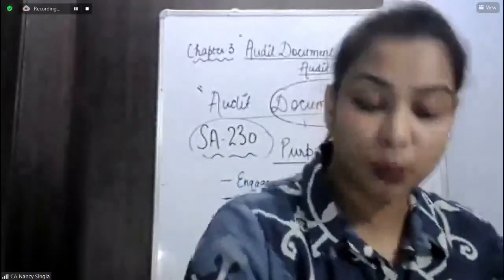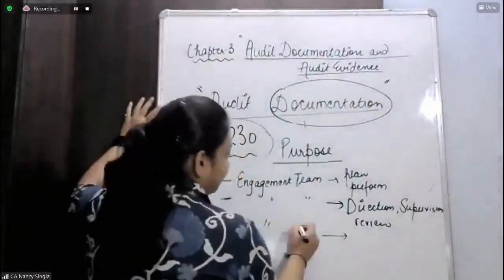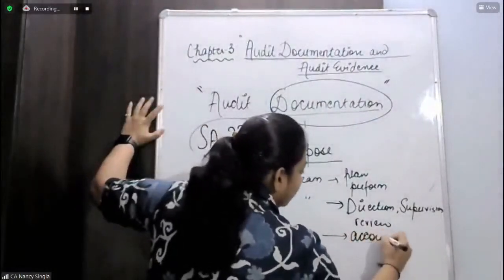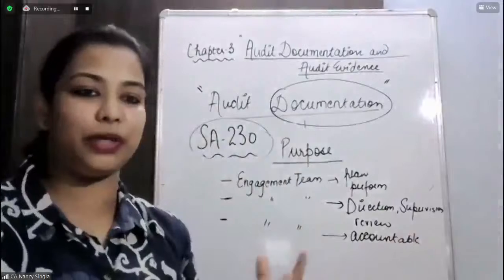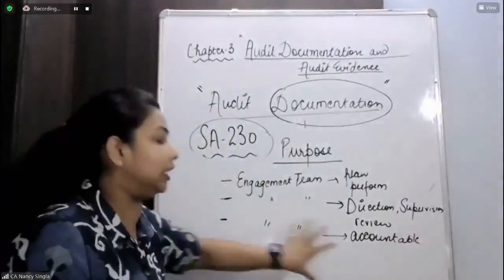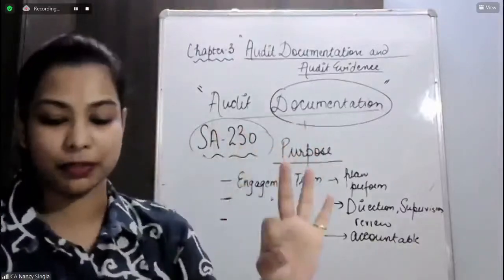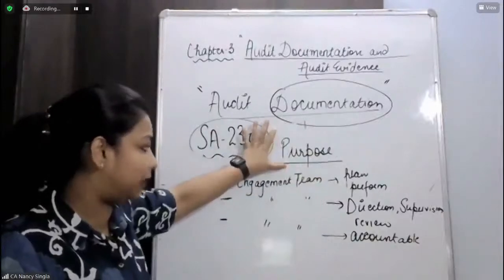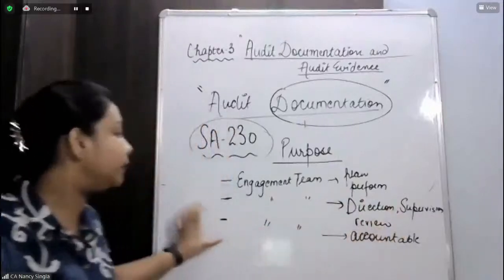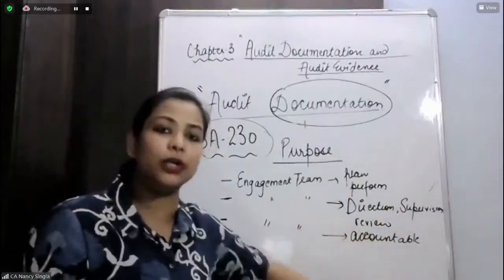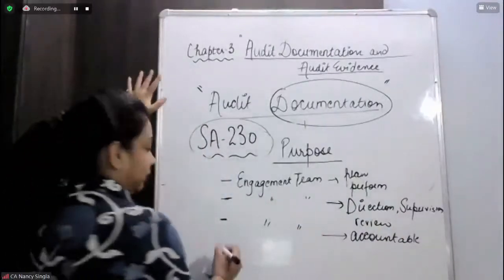So tell me, will it help the engagement partner to see who is accountable for the work? Suppose, as we just saw the example of salaries and wages, he'll be able to see who is accountable with respect to salaries and wages. So these are the three purposes that an audit documentation will help: direction, supervision and review of the engagement team's work, and it will help to see who is accountable out of the engagement team for the work, right? Now, next part.